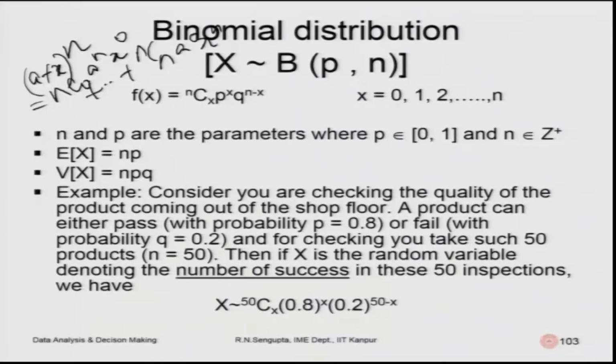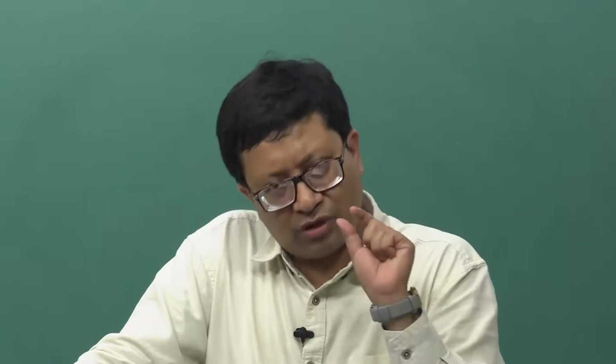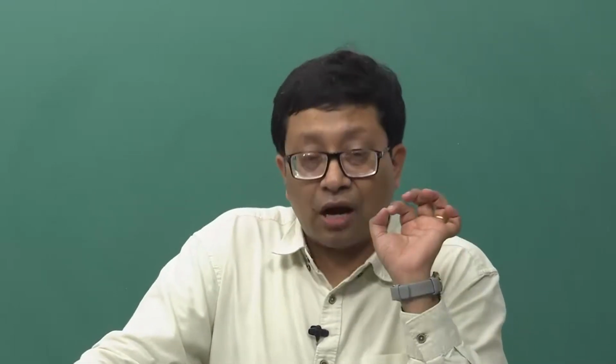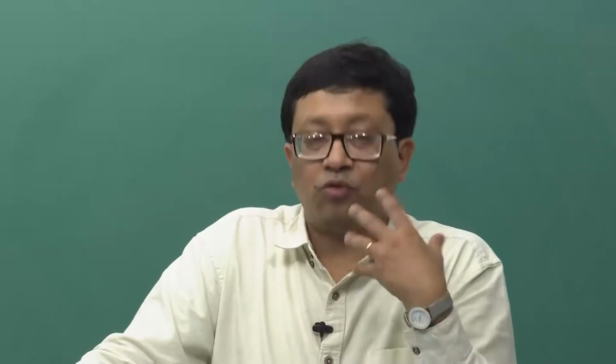Now, remember, if you want to find the bad items, the formula remains the same. The initial part, 50 C x, remains the same, and it will be 0.2 to the power x and 0.8 to the power 50 minus x, but in that case x is the number of bad items, while in the case shown on the slide it is the number of good items.